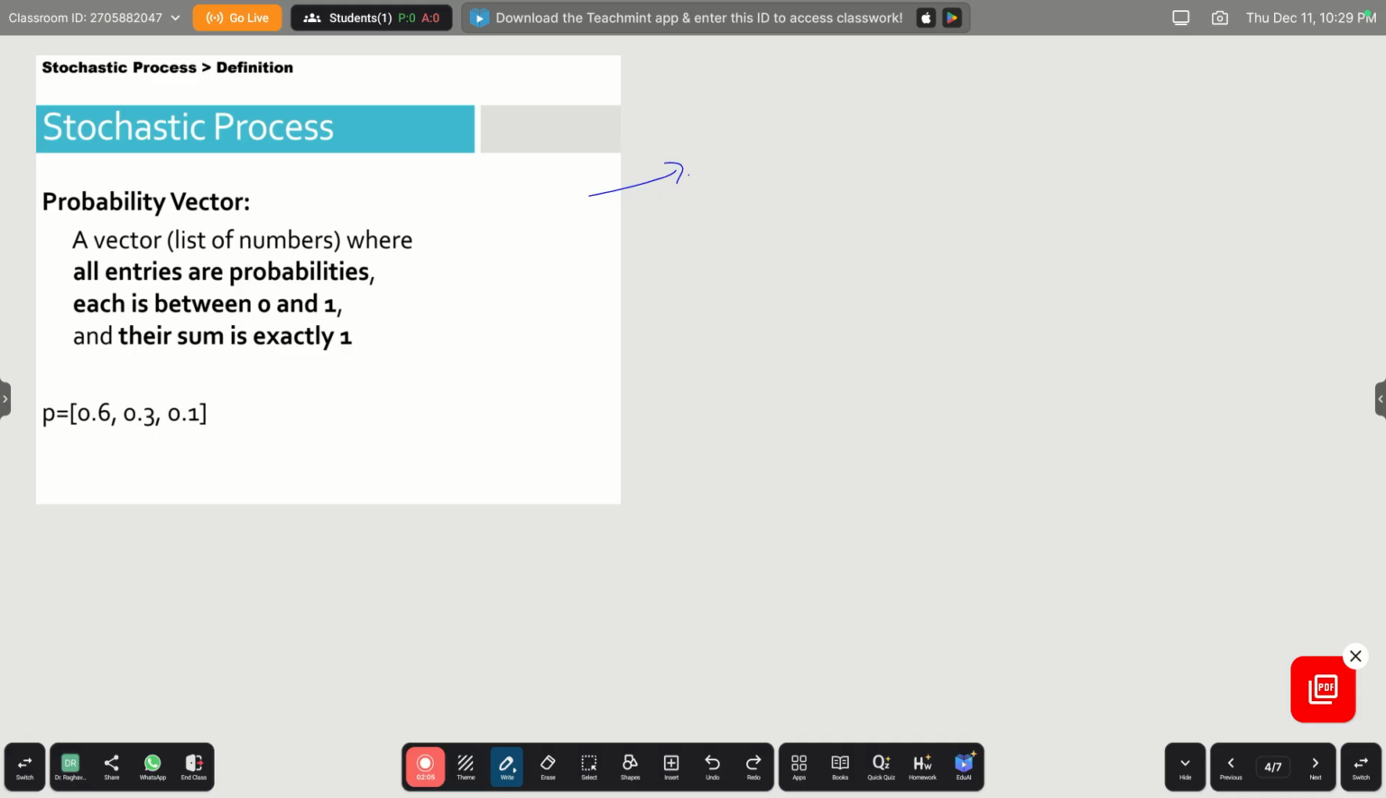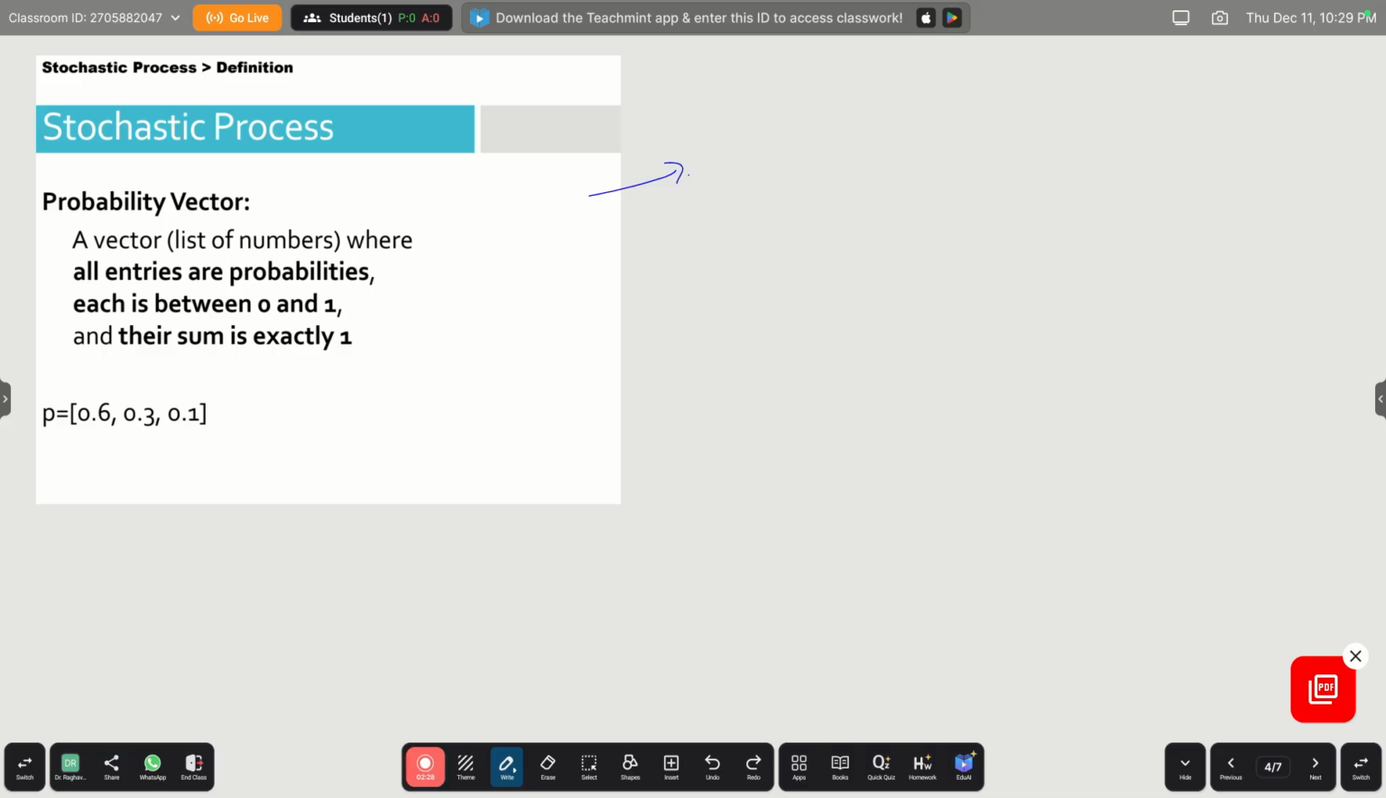Let us see some more definitions that will be helpful for Markov chains, to understand what is a transition matrix and the higher transition probabilities. First, let us understand what is a probability vector.